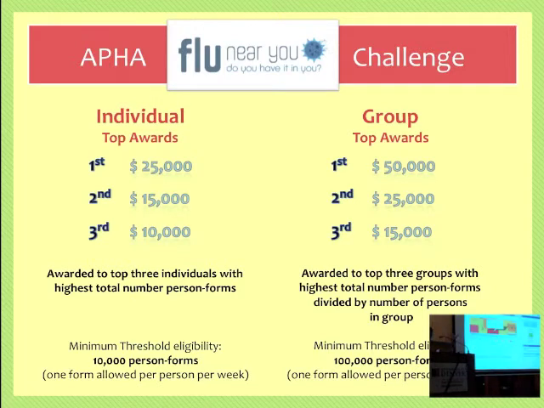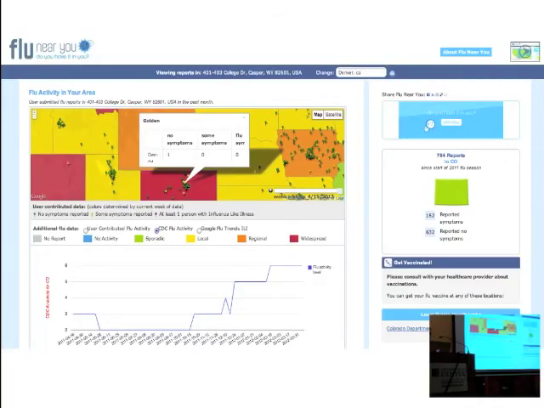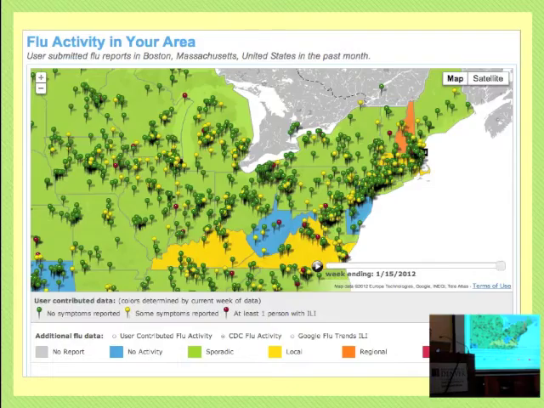Yeah, so I grabbed a screenshot of what's going on in Denver. So right now there's not too much. So you guys got your work cut out for you. And this is what's going on. It's in association with the American Public Health Association. So any center where there's a lot of people affiliated with APHA, there's going to be a lot more reports.